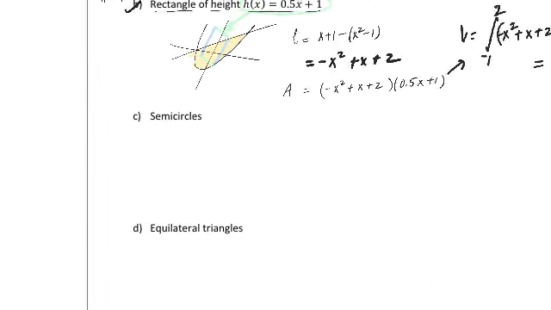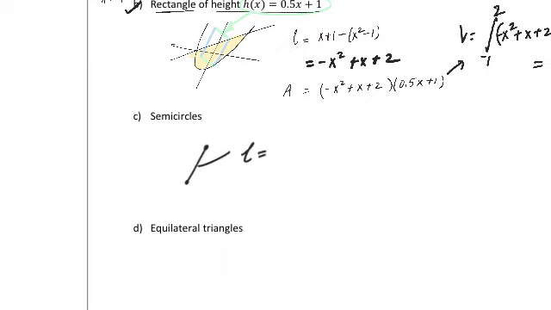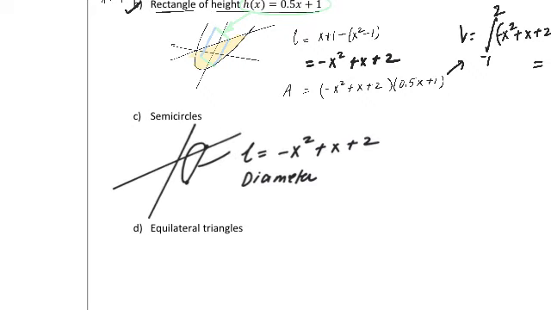Okay, then we have semicircles. So for the semicircles, we'll have the same length for the base side, which is just that, and this will now be the diameter of your semicircle. So the semicircles are sitting like that. So the diameter, I just want to draw the region, is looking the same. So we're doing something like this.